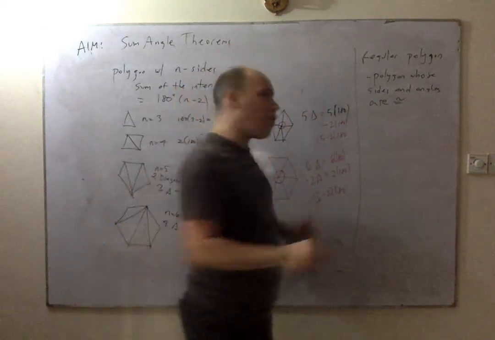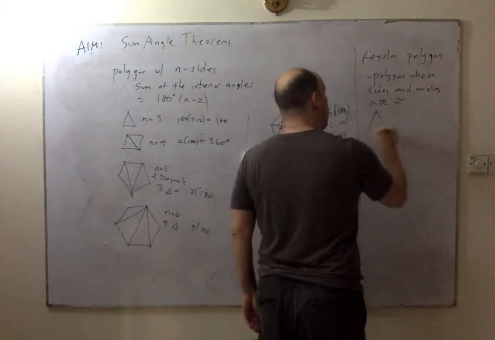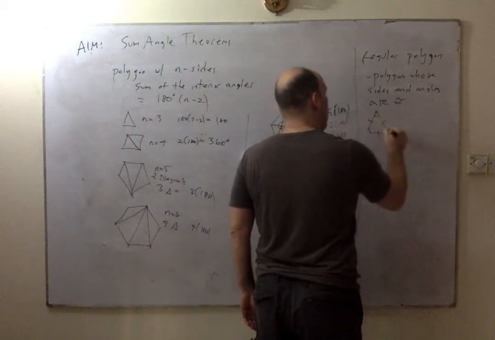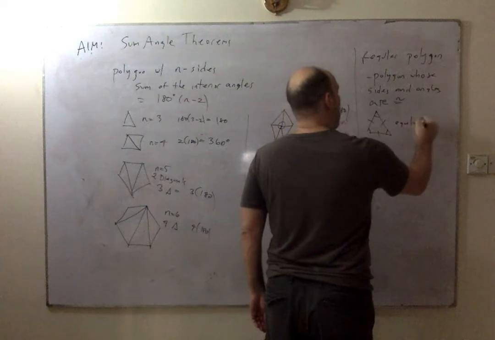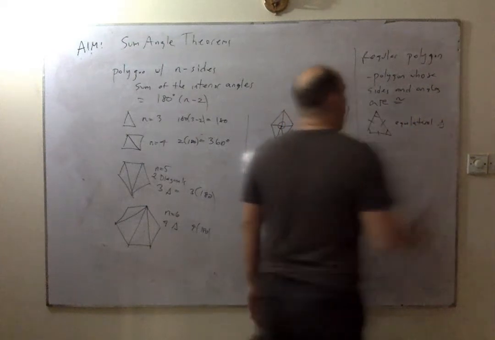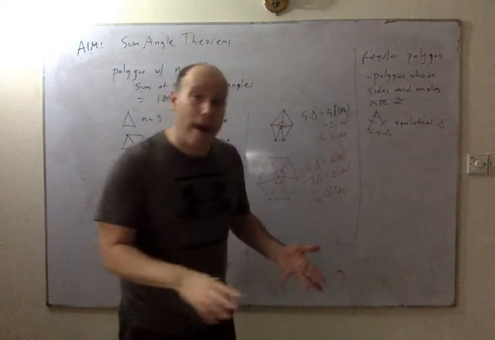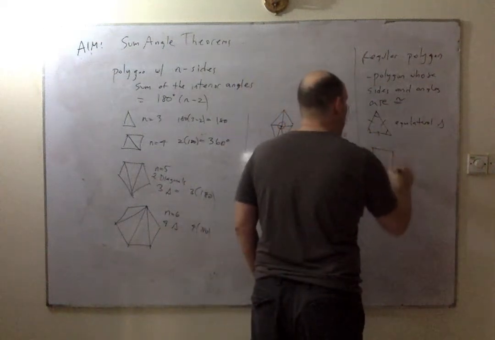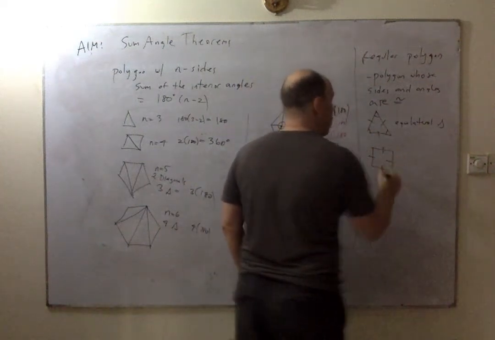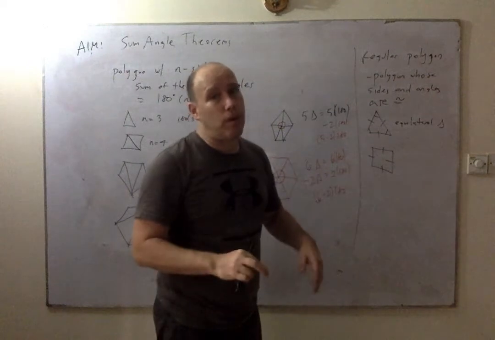Now, we're familiar with these. The equilateral triangle. We're going to study this unit the square. The square is another regular polygon. The sides are all congruent, and the angles are congruent.